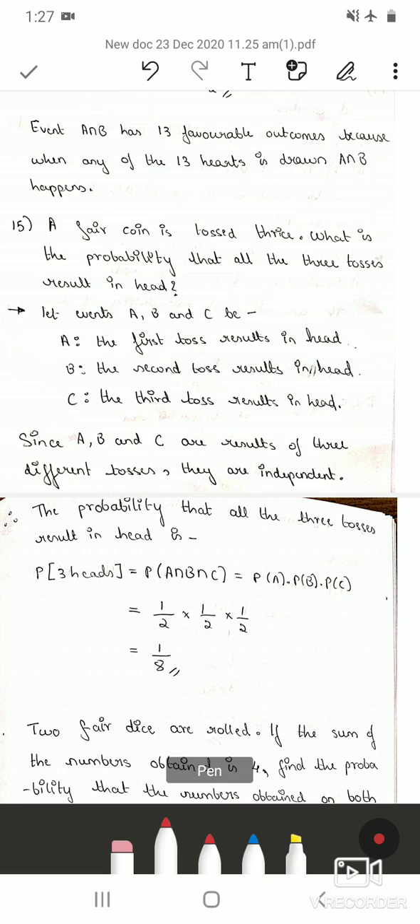So for event A, when you toss a coin, to get whether it is head, the probability is 1 by 2, and for getting tail, the probability is again 1 by 2. Therefore, for event A, the probability is 1 by 2. Similarly, when you toss a coin for the second time, the probability of getting head is again 1 by 2, and for probability C, the answer is 1 by 2. So since we have taken intersection, we have to multiply, that is 1 by 2 into 1 by 2 into 1 by 2, which is 1 by 8. Therefore, when you toss a coin 3 times, the probability that all the 3 tosses result in head is 1 by 8.